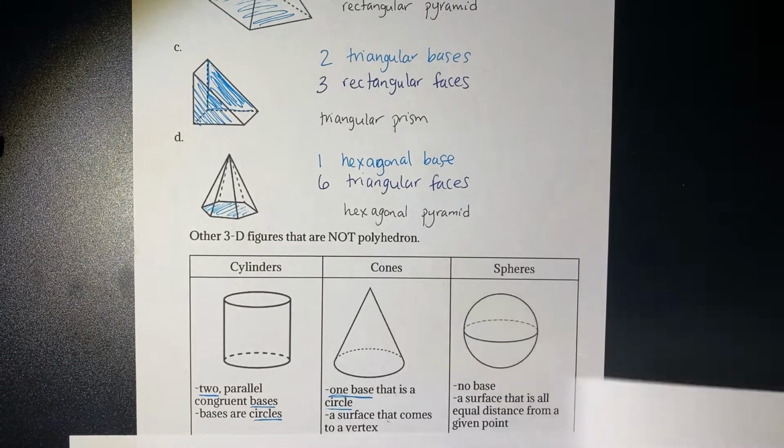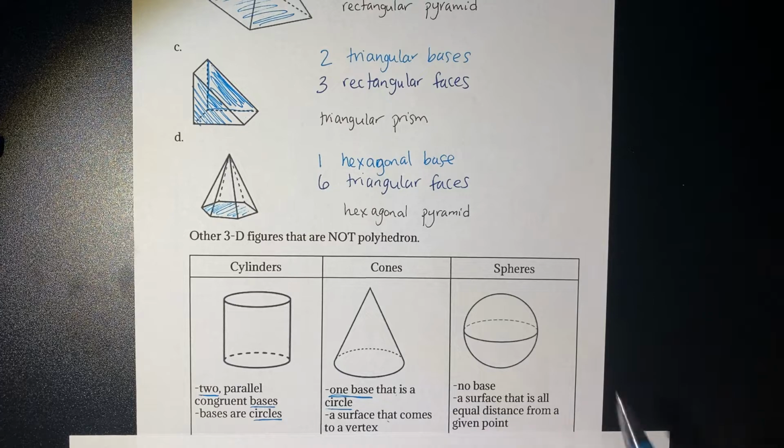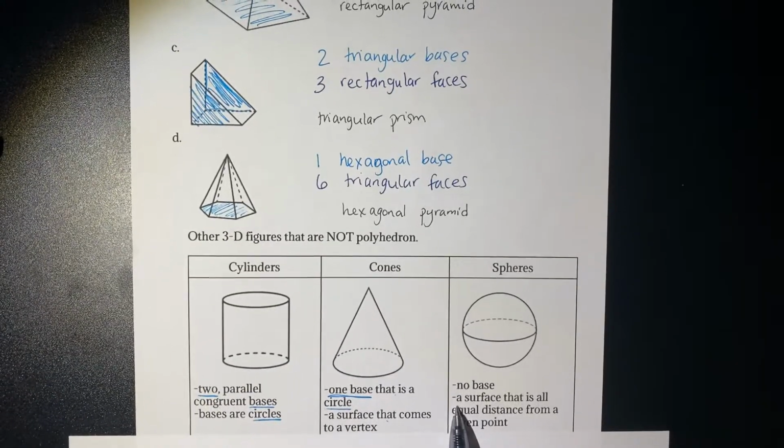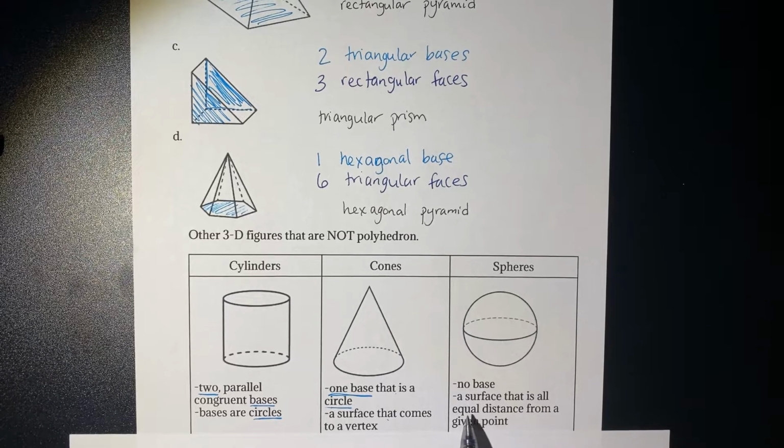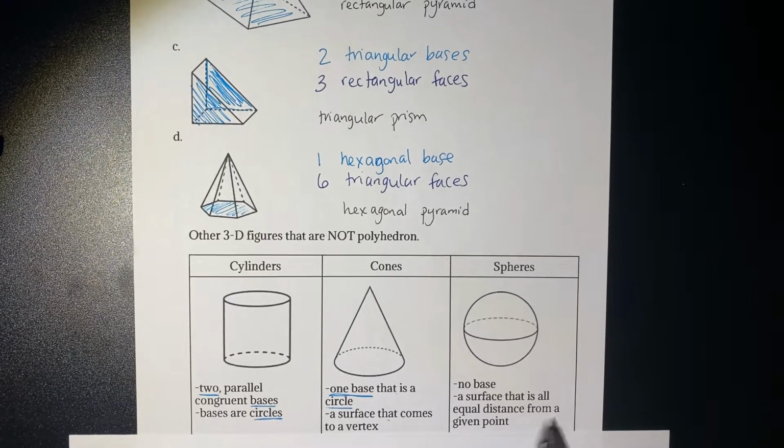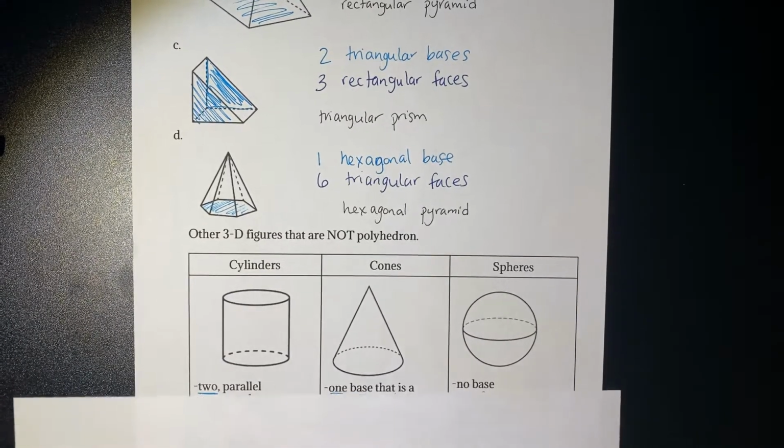The last shape is a sphere. A sphere would be like a ball, okay? There are no bases on our sphere. A sphere is a surface that is all equal distances from a given point, okay?